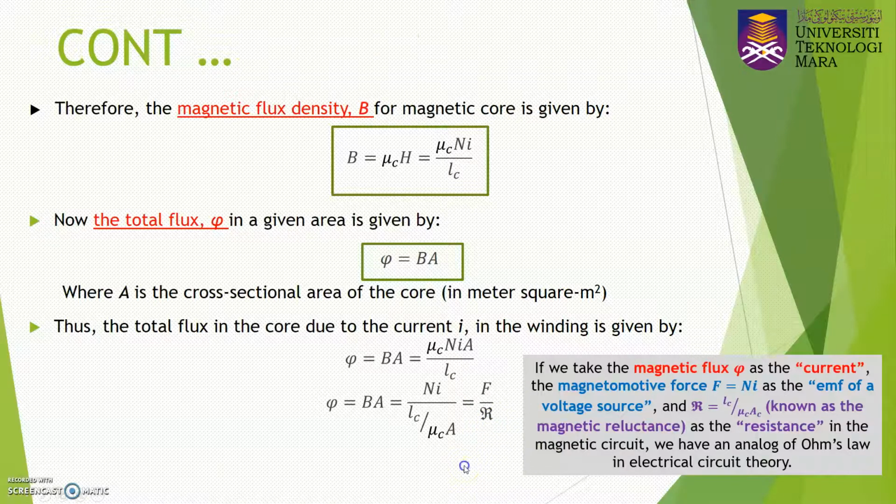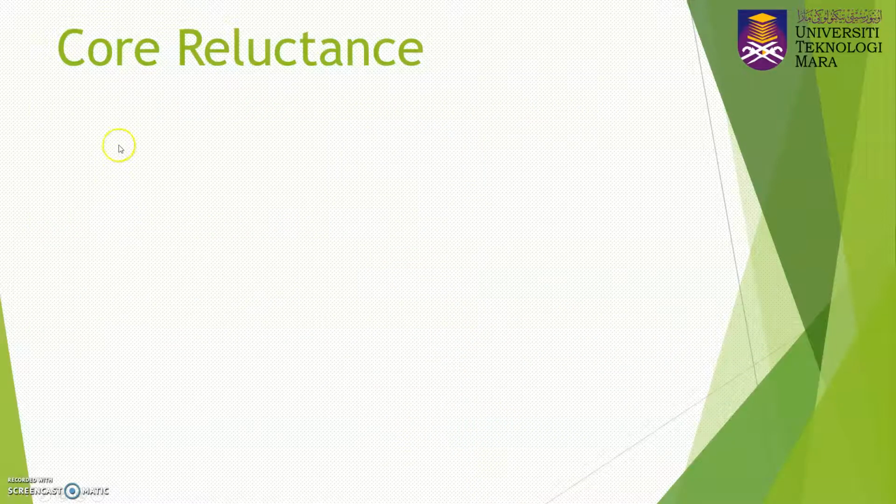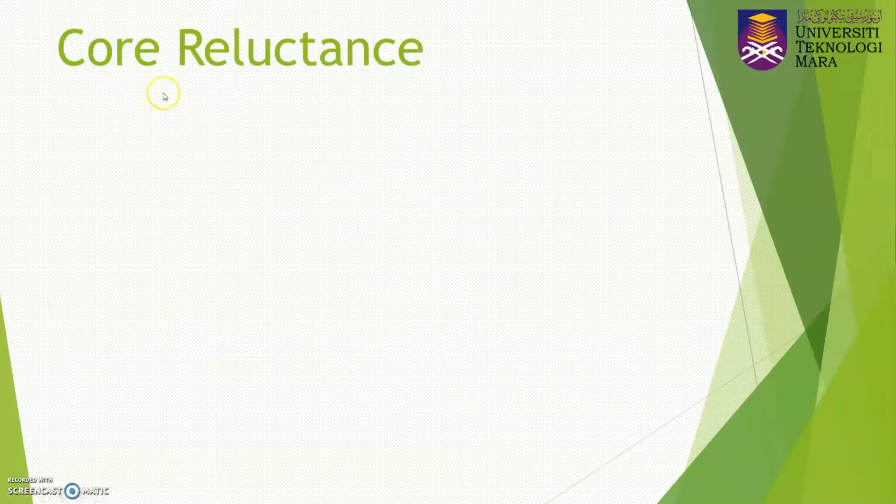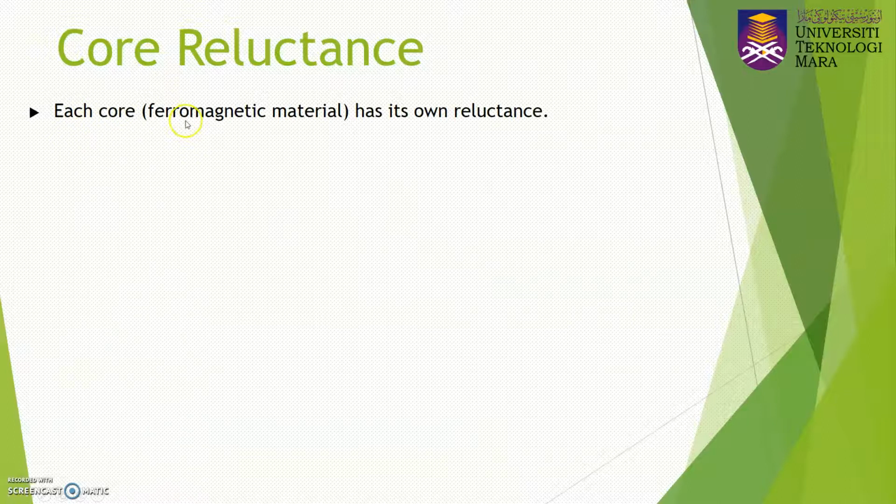Alright, okay. And then what is the core reluctance actually? So in this slide, we learn about the core reluctance, or we can also call it the magnetic reluctance. So in this slide, we are going to see what the core reluctance actually is. Each core, especially for the ferromagnetic material, has its own reluctance. What is reluctance actually?